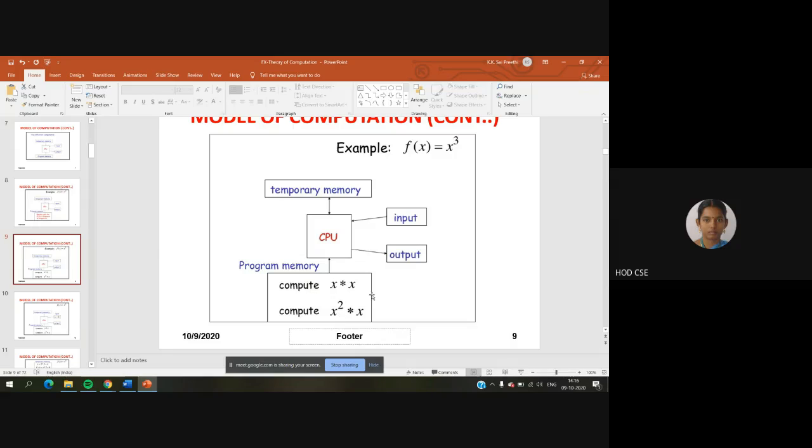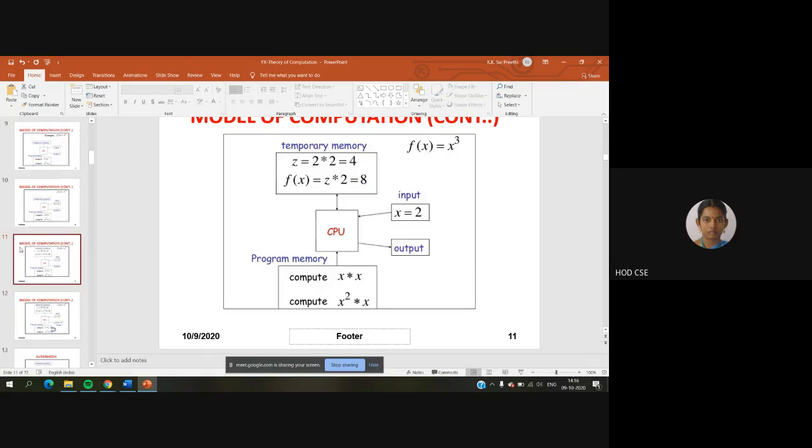Then the x squared value will be multiplied with x in order to give the result of x cube. Okay, this is stored in the program memory. Suppose I am giving the value x equal to 2 as input. In temporary memory, the calculation is carried out. That is 2 into 2, which gives the result 4, and that is stored in the temporary variable z.